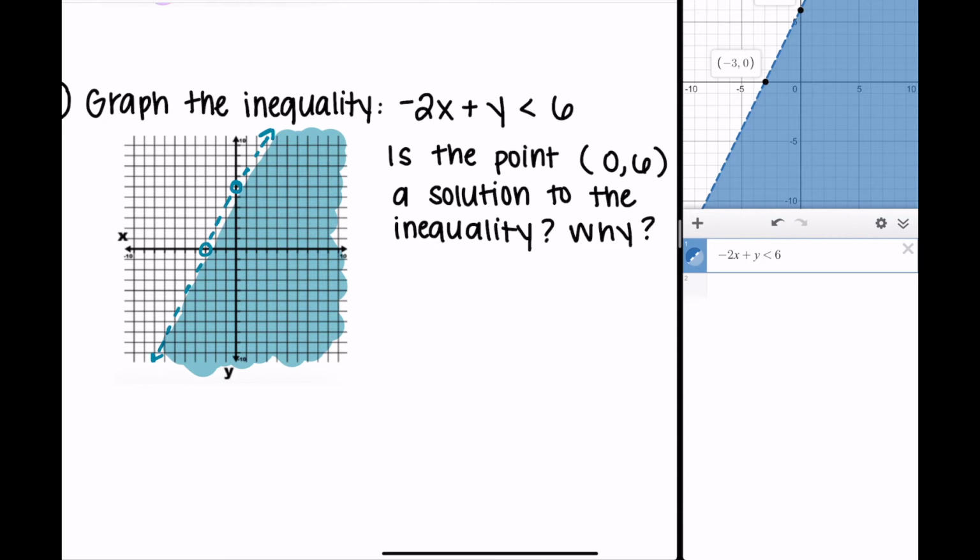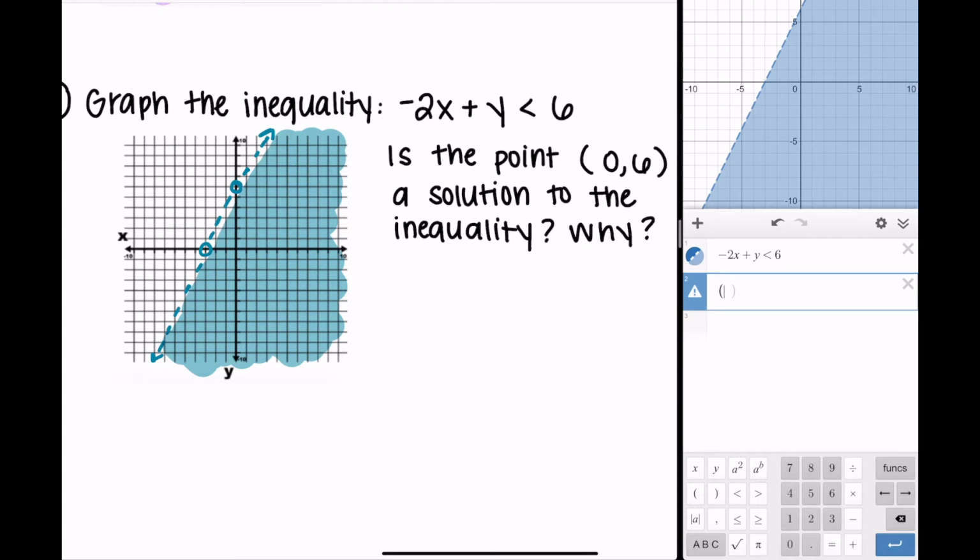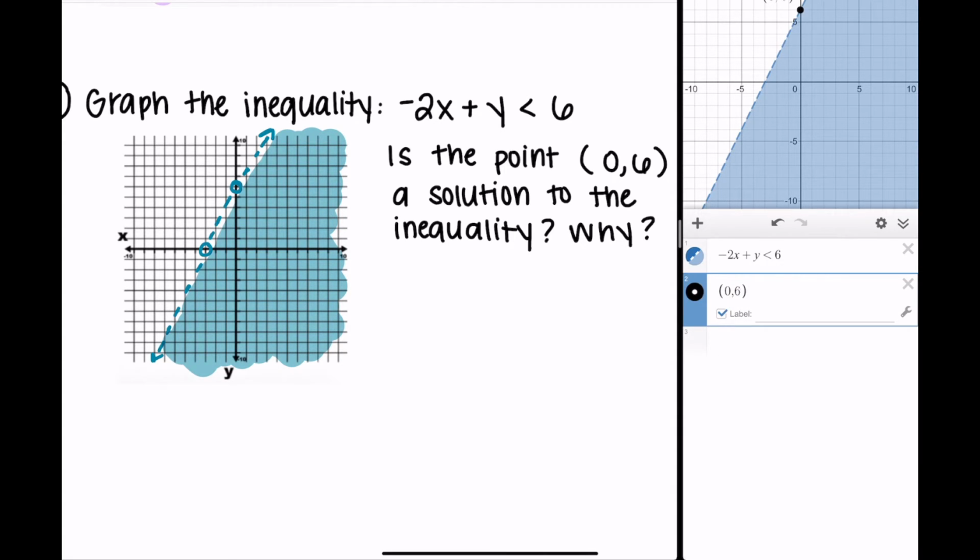Why or why not? So the point 0, 6, if I type that into Desmos to see exactly where it is, let's see, that's this point here. Since that point is on the dashed line, it is not a solution.